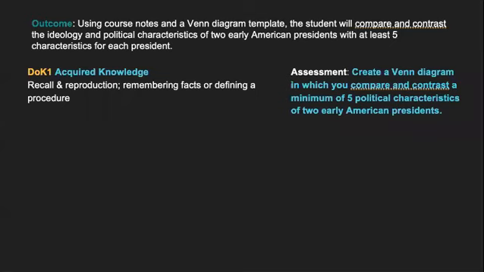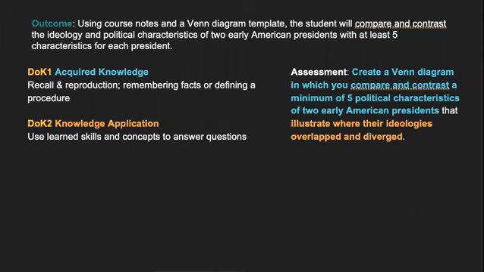If we want more complexity, we can add to this assessment. Create a Venn diagram in which you compare and contrast a minimum of 5 political characteristics of 2 early American presidents that illustrate where their ideologies overlapped and diverged. So if we want to make this assessment slightly more complex, we might ask students to answer a question using that recalled knowledge. In this instance, the question is, where do the presidents' ideologies overlap and diverge?